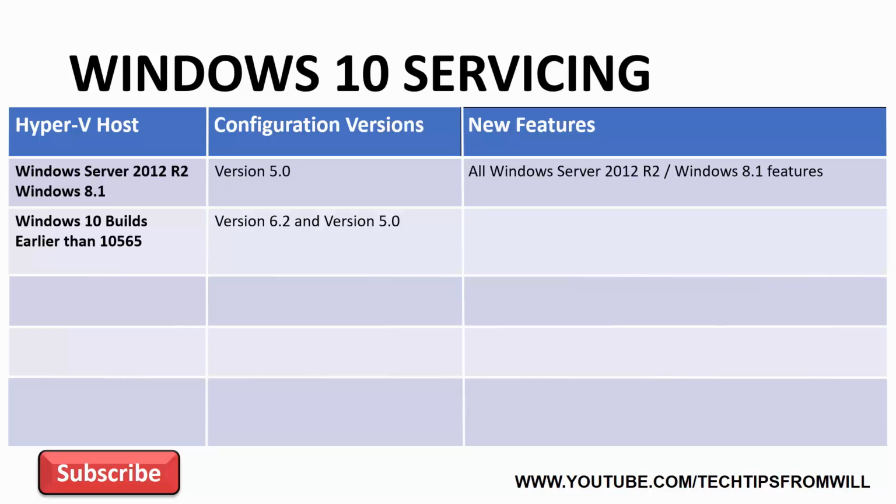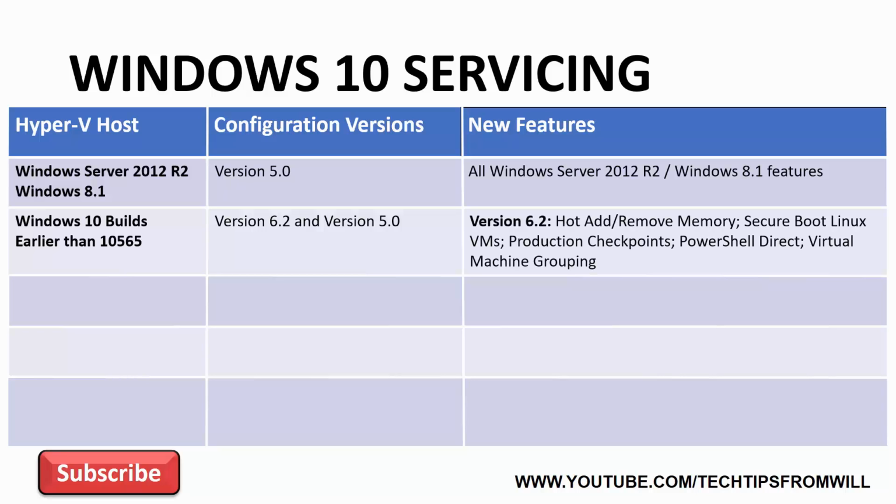With the first builds of Windows 10, when the administrator creates a Hyper-V virtual machine, they're able to choose which virtual machine configuration version they want, version 6.2 or version 5.0. Any build of Windows 10 before build 10.565 supports both virtual machine configuration versions. If the administrator were to choose version 6.2, these virtual machines can use all the features of version 5.0, plus the administrator is able to use some new features as well.